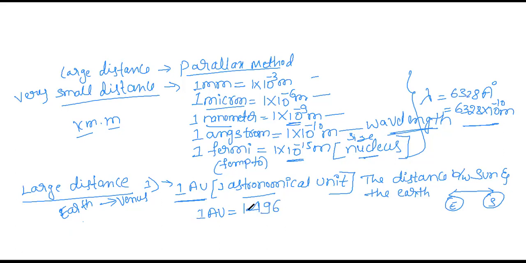1.496 into 10 to the power of 11 meter. Okay, we should remember this value. 1 astronomical unit is 1.496 into 10 to the power of 11 meter. 1 AU is nothing but the distance between the sun and the earth.